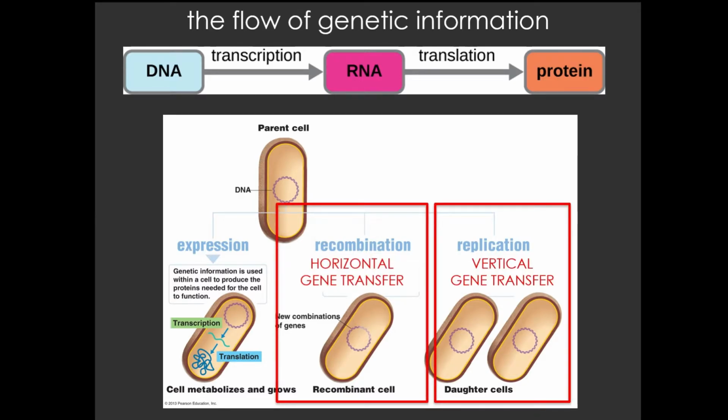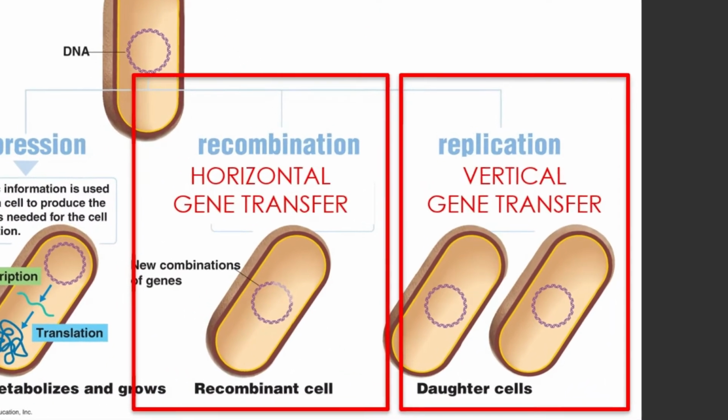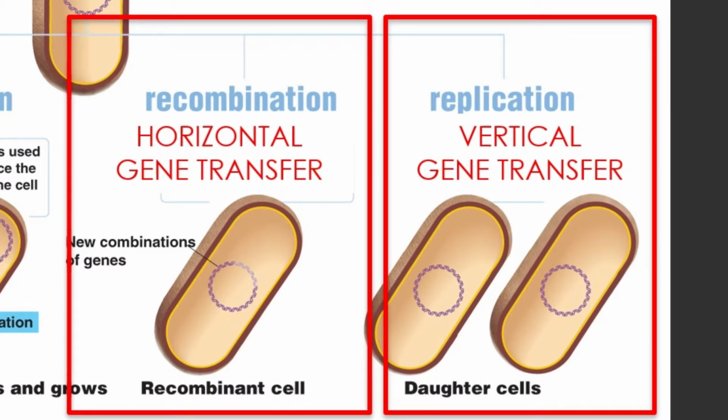As we talk about microbes sharing genetic information with other organisms, I want to distinguish between the sharing of genetic information with your offspring and the sharing of genetic information with organisms in your population. DNA replication is the way that we share information with our offspring, and we call that vertical gene transfer. It's the transfer of genetic information vertically through a cell line from parent to offspring.